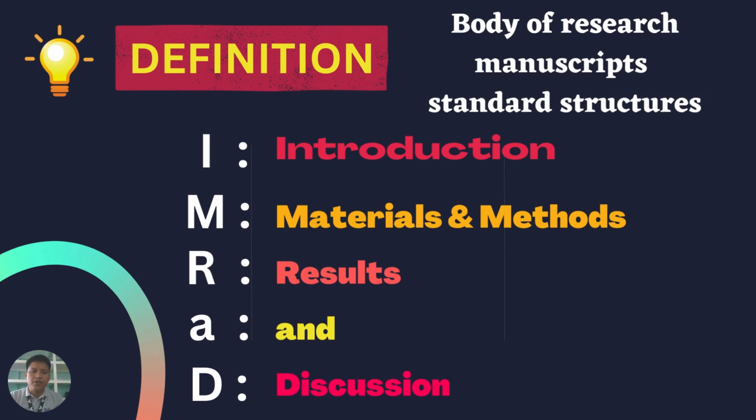So based on the definition, when we say Imrad, it is the body of research manuscripts, which is the standard structures. So the Imrad stands for I for the introduction, M for materials and methods, R for the results, A for end, and D for the discussions. If we're going to compare the Imrad format from the thesis itself, so the thesis is composed of chapter 1, 2, 3, 4, and 5.